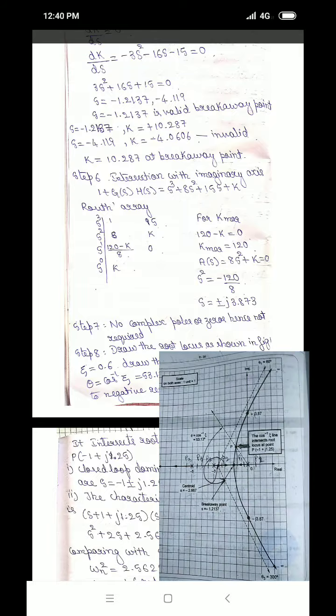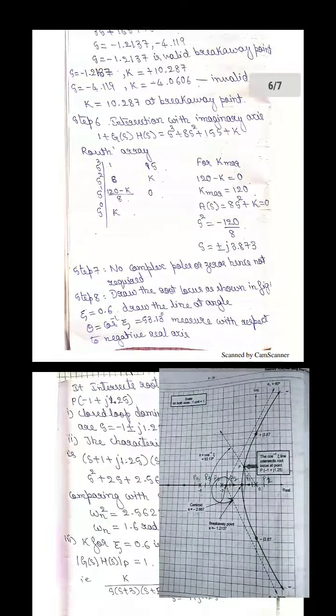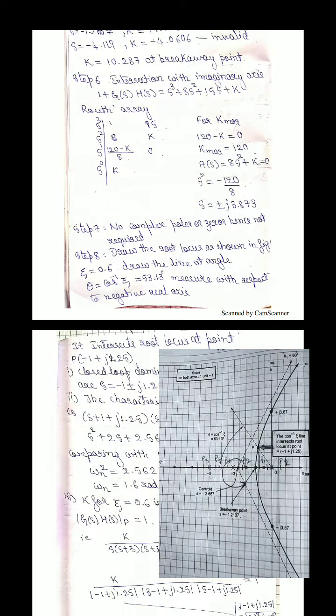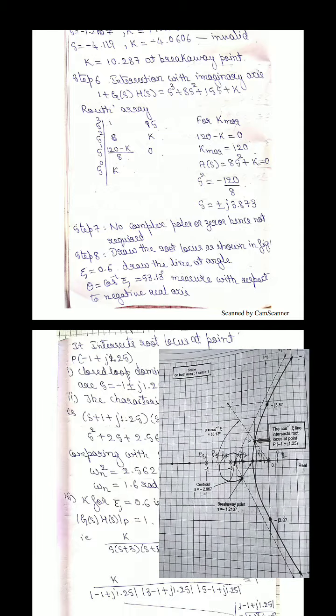Next step 7: no complex poles or zeros, hence not required. You can see in the given equation no complex roots, poles or zeros.